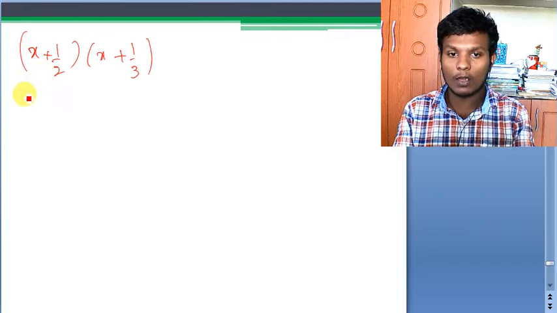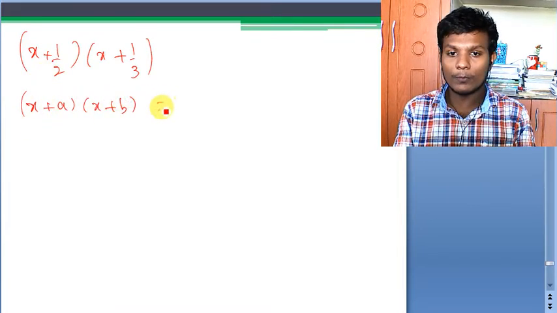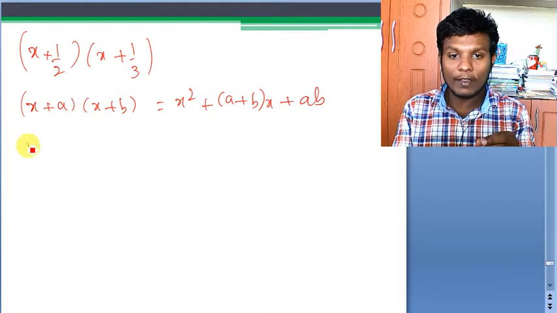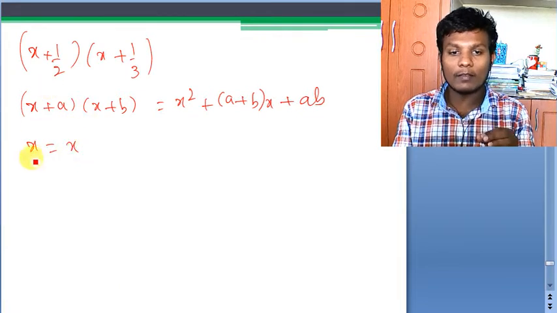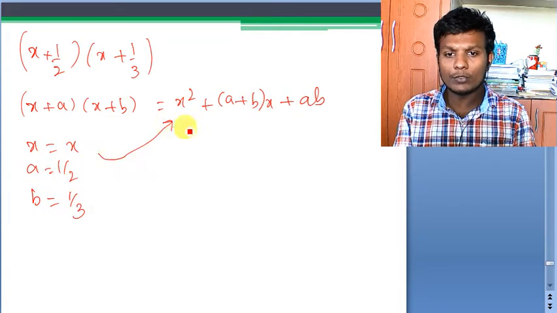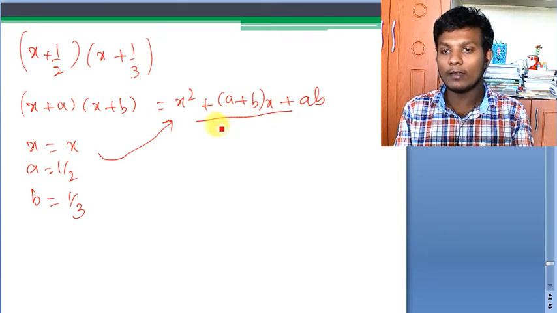Yes, I have one. I have (x + a)(x + b) = x² + (a + b)x + ab. So now in place of x there is x, and in place of a there is 1/2, and in the place of b there is 1/3. So it is a simple matter of substitution, you will get the answer very easily if you know this.